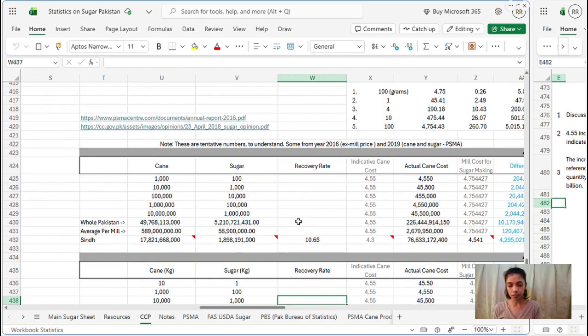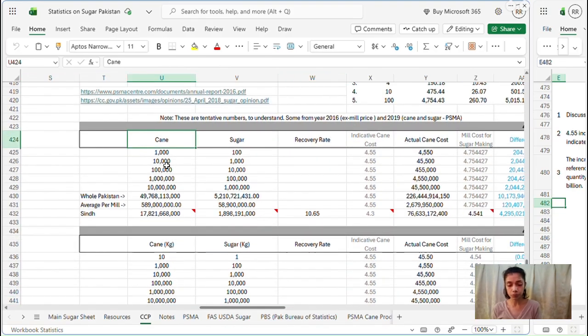So today what I'm going to do is just elaborate here how I got these numbers and how this differentiates or creates value in the end. So these are the cane quantities that I have picked up, and then sugar quantities, that is sugar made from the cane, that is 110,000 in this.